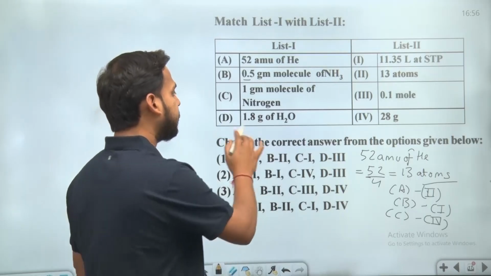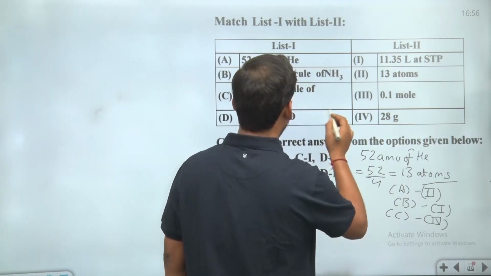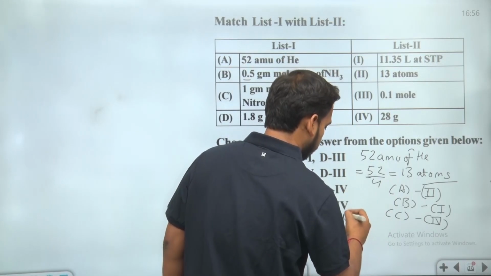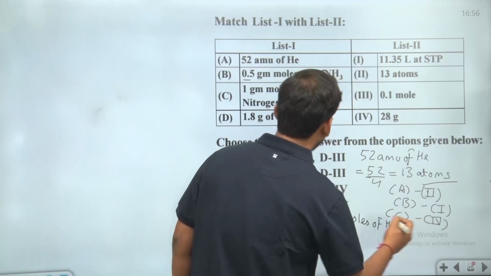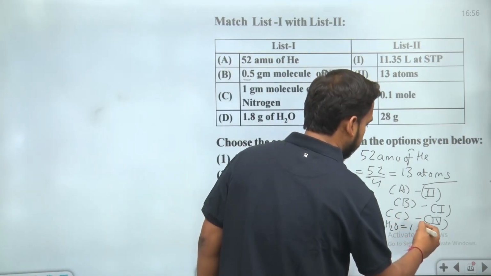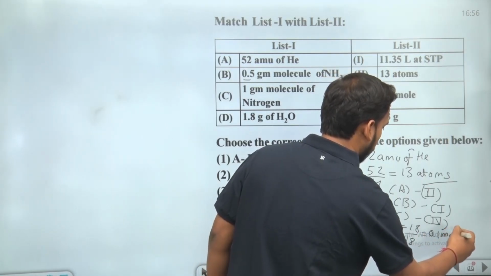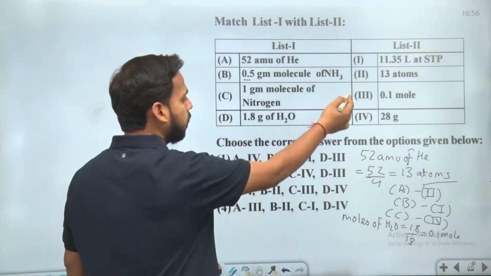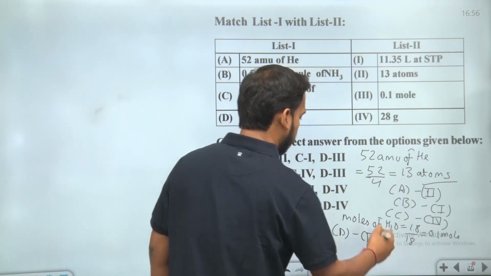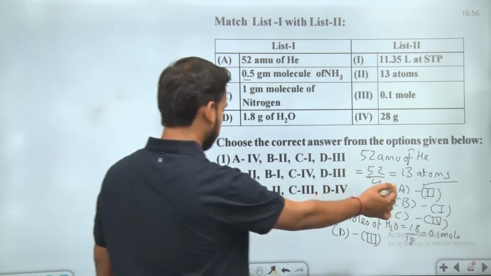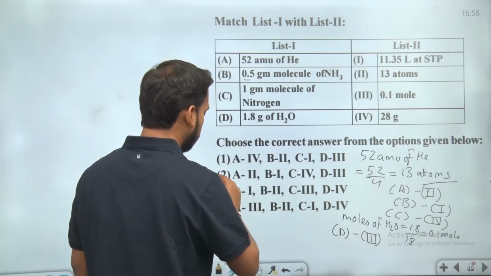Then next, the 1.8 gram of water. If we calculate the number of moles of water, it will be equal to 1.8 divided by 18, so it comes out to be 0.1 mole. So the D part will match with the third. So A with the second, B with the first, C with the fourth, and D with the third. So our correct option is option 2.